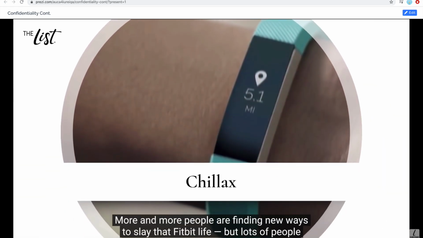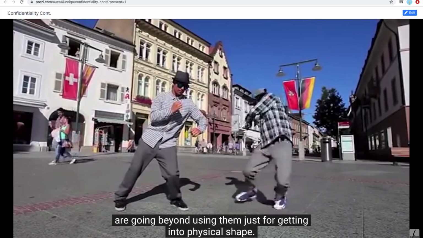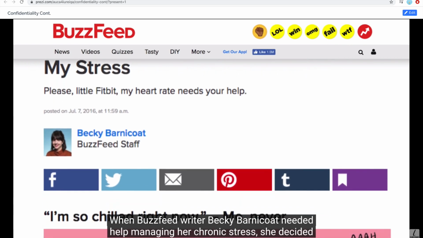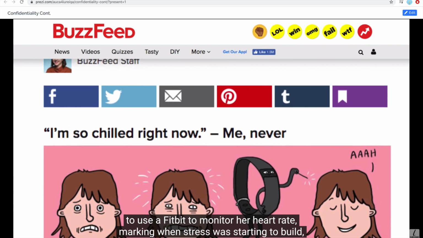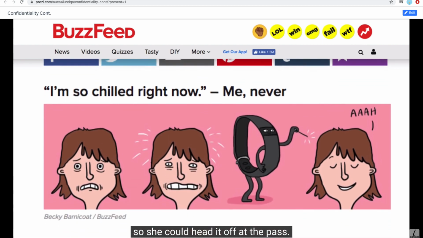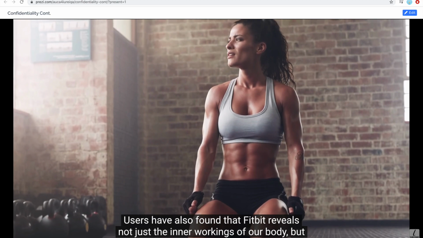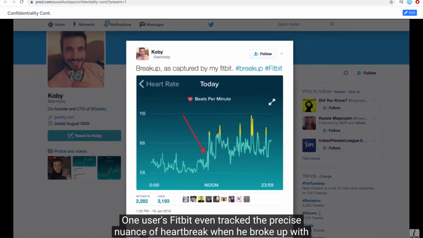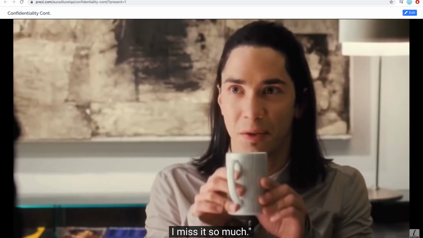Chillax. More and more people are finding new ways to slay that Fitbit life, but lots of people are going beyond using them just for getting into physical shape. When BuzzFeed writer Becky Barneycoat needed help managing her chronic stress, she decided to use a Fitbit to monitor her heart rate, marking when stress was starting to build so she could head it off at the pass. And it worked! Users have also found that Fitbit reveals not just the inner workings of our body, but our emotions too. One user's Fitbit even tracked the precise nuance of heartbreak when he broke up with his boyfriend. Don't remind me. I miss it so much.